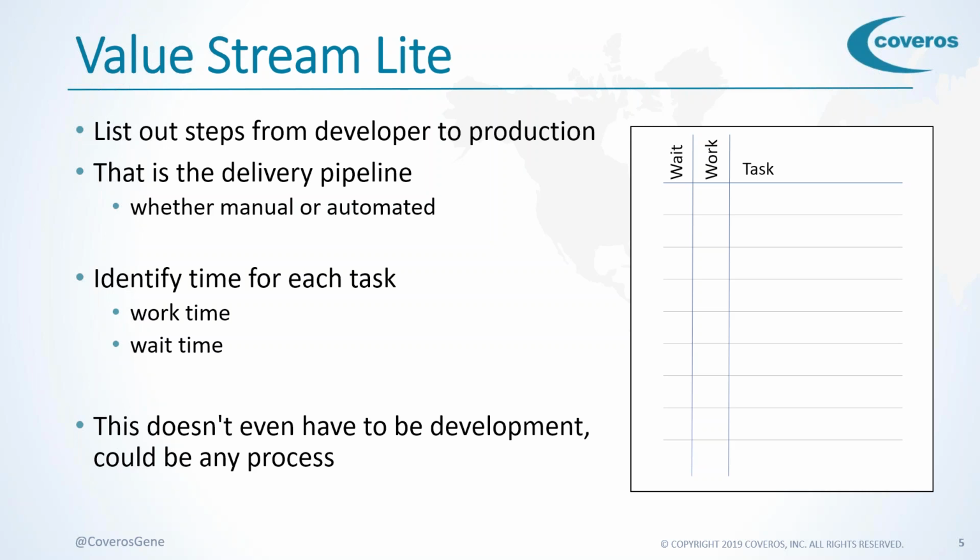And like I said, this does not have to be development. So those of you that aren't doing day-to-day development, you could be looking at this for any process you have to go through, all right? And so value stream is a very important part of DevOps because it's telling us what our process is like so we can start improving it. All right. Any questions so far?